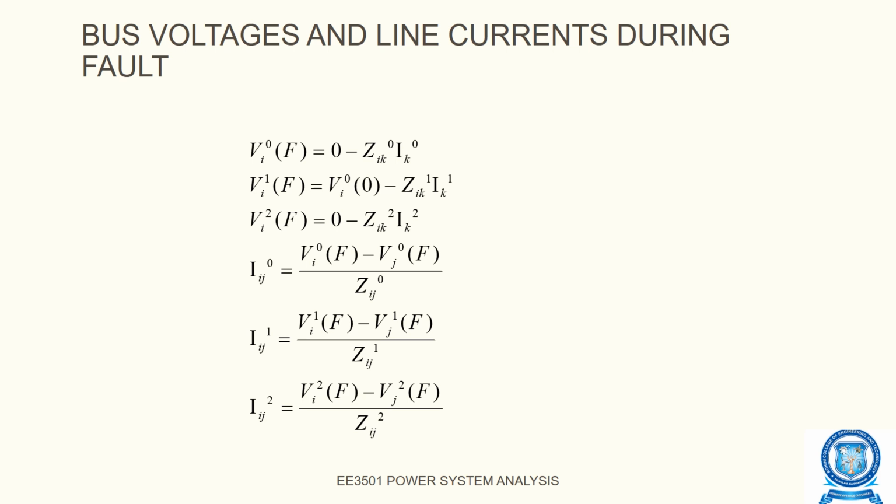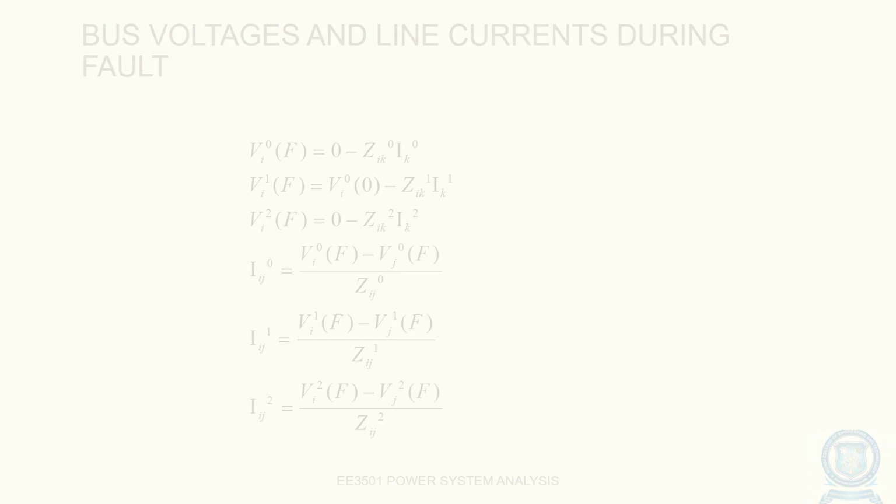Ij is equal to Ij of 0, 1 and 2, zero sequence, positive and negative sequence, which is equal to Vi of F minus Vj of F divided by Z. If it is zero sequence, you need to represent all the zero sequence parameters. If you need the positive sequence, you need to represent all these values in terms of positive sequence components. And if you want the negative sequence, then you need to substitute all those values in negative sequence. Thank you.